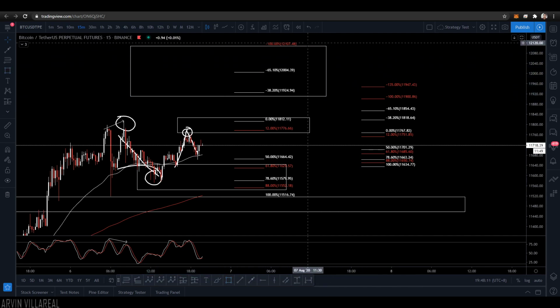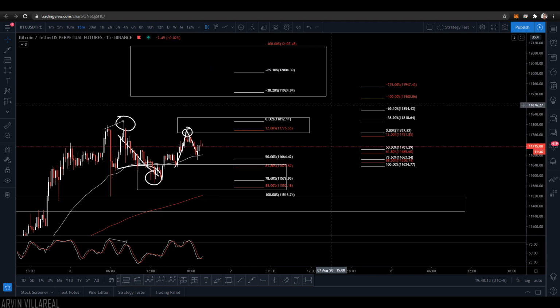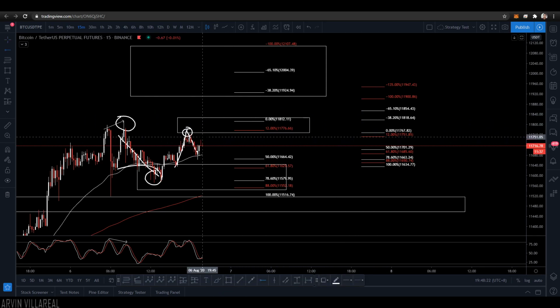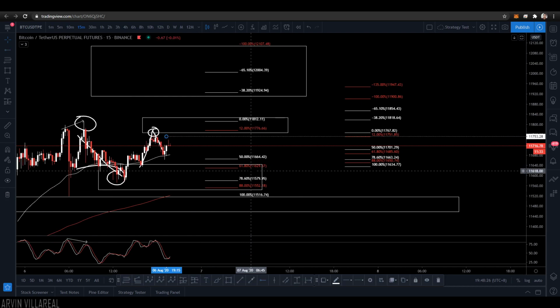Okay, it's 12K, 11K to 12.1. All right? So there you go. If we manage to break this, the first thing we need to break is this area here, 11.1751. All right, so this is the 15-minute.